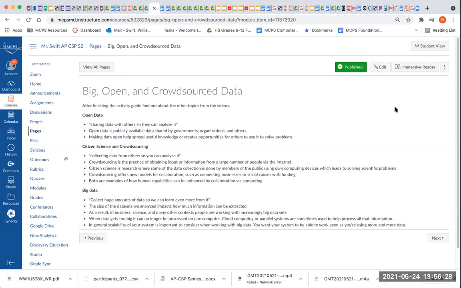So here is our question. In general, scalability of our system is important to consider when working with big data. You want your system to be able to work even as you're using more and more data. How do you do that?